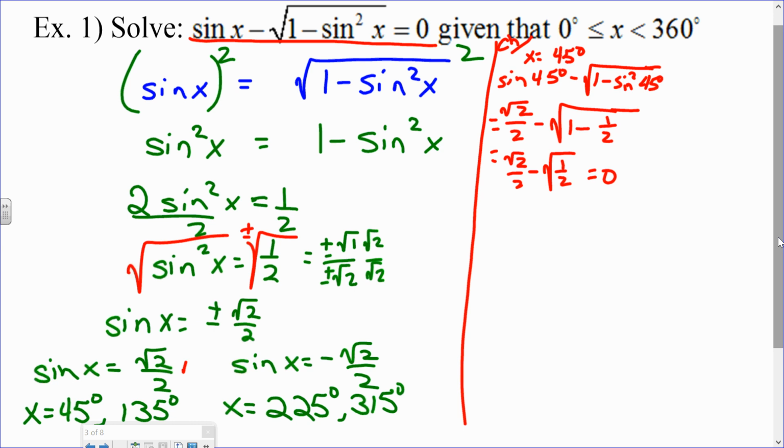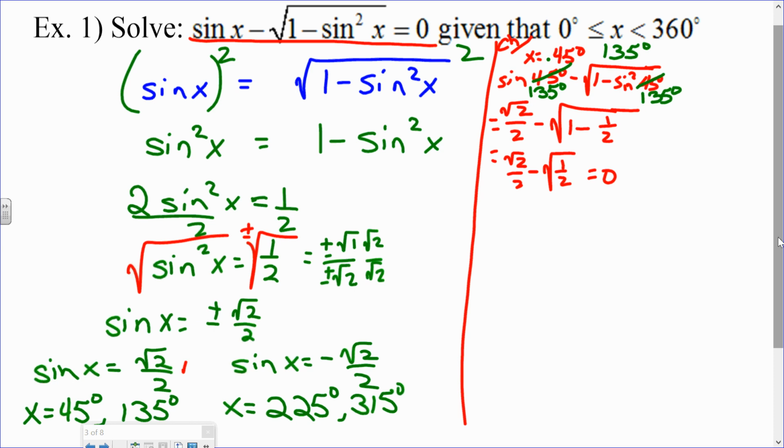Okay. Now, since 135 came from the same factor, what would happen if we did 135 degrees? If I change sine of 45 to 135 degrees in both places, I'll still have positive root 2 over 2 here. I'll still have positive root 2 over 2, square that and have a half, so this work will be exactly the same. So that one also works.